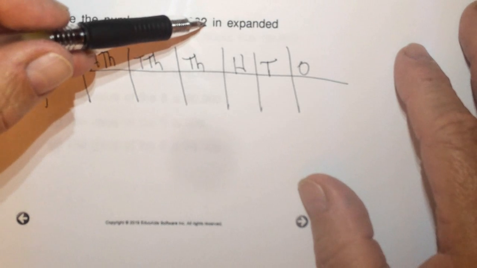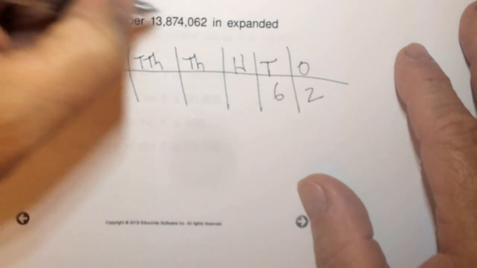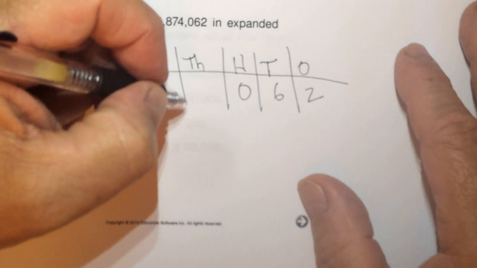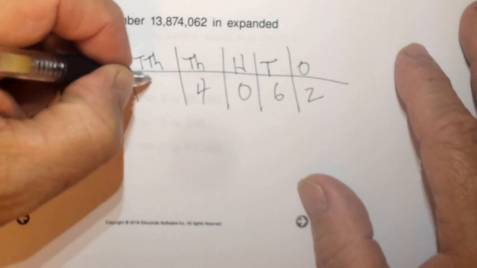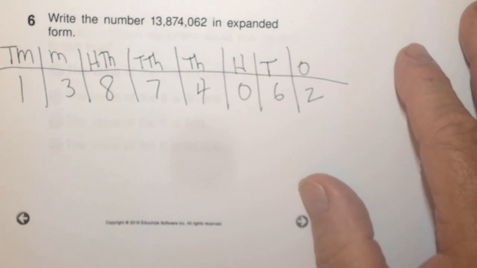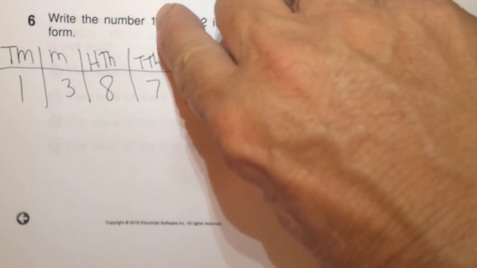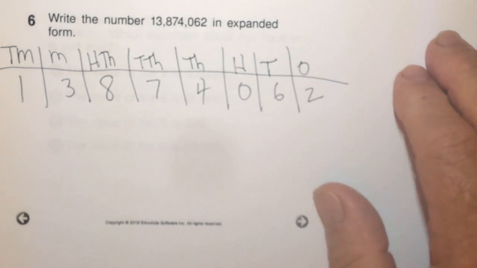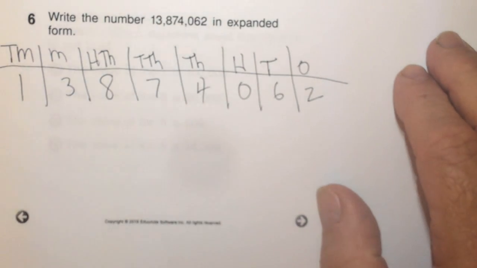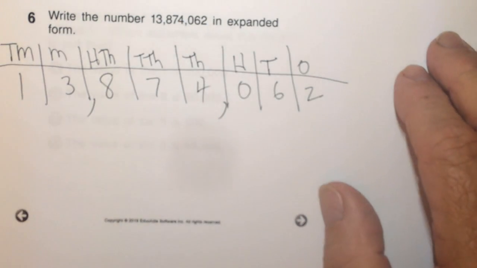It's easier for a lot of students to get in the habit of putting them in backwards, starting with the ones place. 2, 6, 0, 4, 7, 8, 3, 1. Once they get the idea of what each place value is, this is the 10 million place, this is the millions place, they can feel free to put them in from this direction. Put in their commas at the separation of each period.